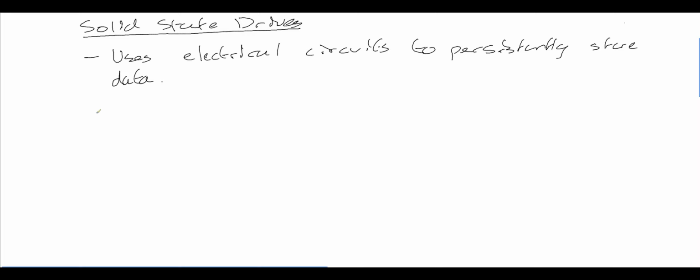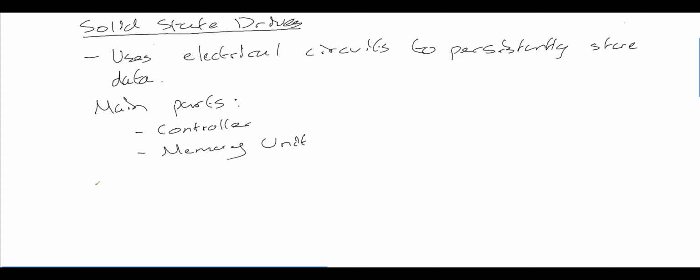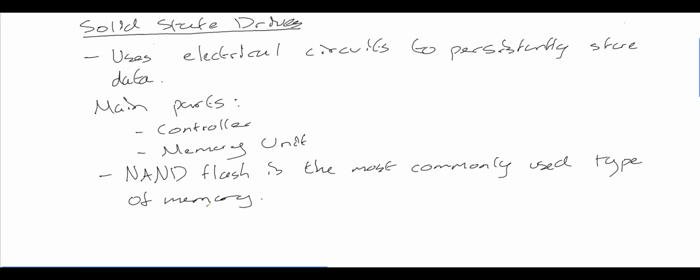Okay, moving on then, let's talk about solid state hard drives. So at GCSE, you don't need to know how a solid state disk works in very much detail. What you do need to know is that an SSD uses electrical circuits, i.e. with logic gates, to persistently store data. Two main components of an SSD are a controller and a memory unit, and NAND flash is the most common type of memory used in SSDs today. Okay, so that's all you need to know about SSDs at GCSE level, not any great detail at all.